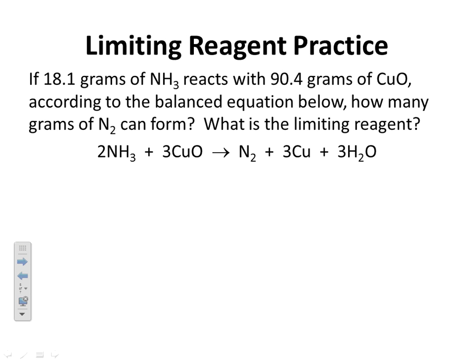Here's a new one. You can try this one. So if 18.1 grams of NH3 reacts with 90.4 grams of copper oxide, according to the balanced equation below, how many grams of nitrogen can form, and what is the limiting reagent? So you can pause the video and solve this yourself, and then push play again, and I'll solve the answer for you.